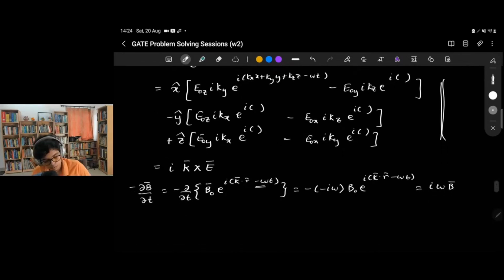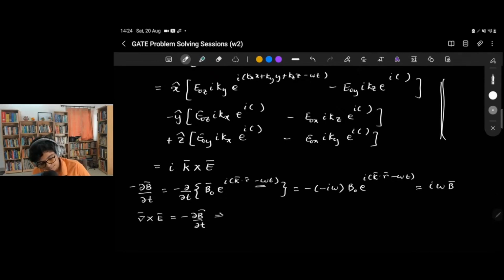So what you have from the third Maxwell's equation is del cross E is equal to minus del B by del t. This means, and del cross E is nothing but i k cross E. That means i k cross E is equal to, and minus del B by del t is this i omega B.